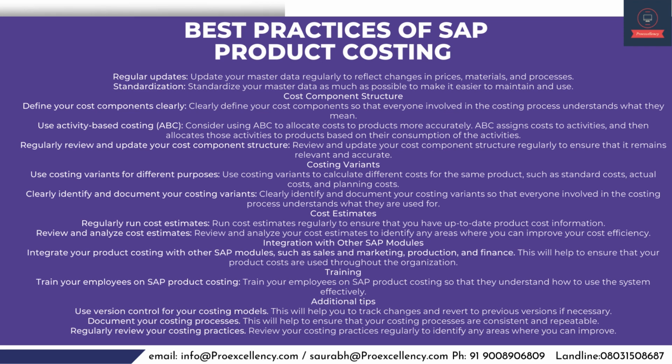Additional tips. Use version control for your costing models. This will help you to track changes and revert to previous versions if necessary. Document your costing processes. This will help to ensure that your costing processes are consistent and repeatable. Regularly review your costing practices. Review your costing practices regularly to identify any areas where you can improve.